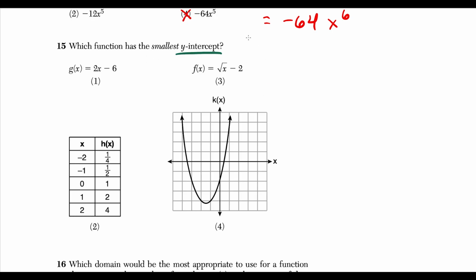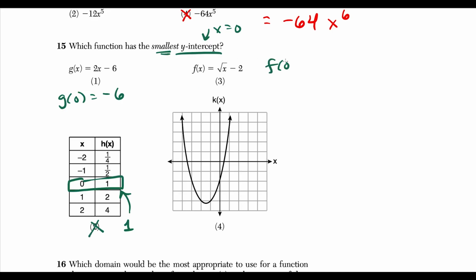So a y-intercept occurs when x is equal to 0. So if we look here, g of 0 would give us 2 times 0 minus 6, or negative 6. So that's our starting y-intercept. Now, once again, the y-intercept occurs at x equals 0. So in this case, for choice 2, our y-intercept here is equal to 1. So our y-intercept is 1, and we're looking for the smallest. So 1 is definitely not smaller than negative 6, so we could eliminate choice 2.